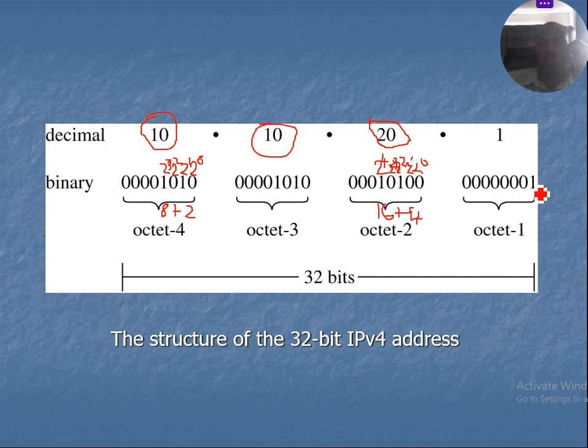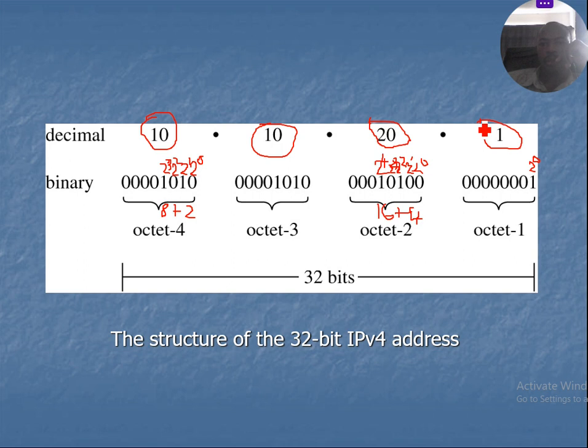Then this is just 1. This one means 2 to the power of 0. So 2 to the power of 0 is 1. 1 times 1 is 1. Then 1 multiplied by this one is 1. That's how we got 1 here for this IP address.